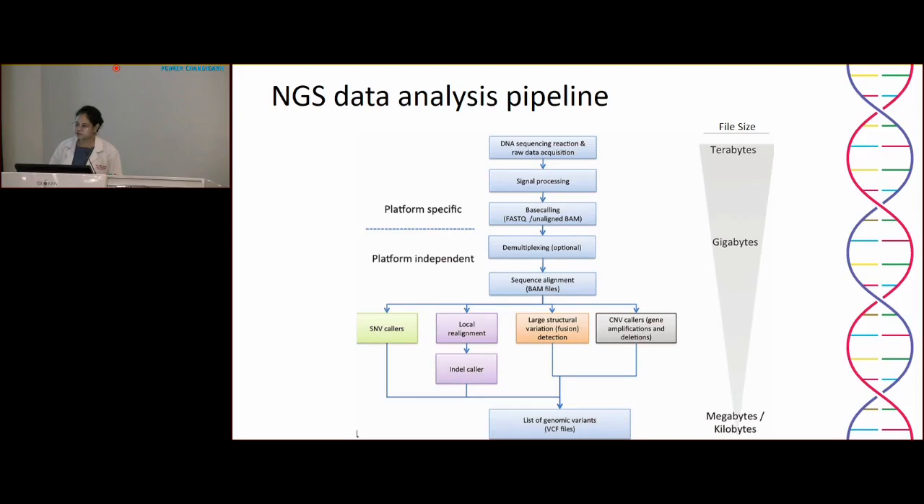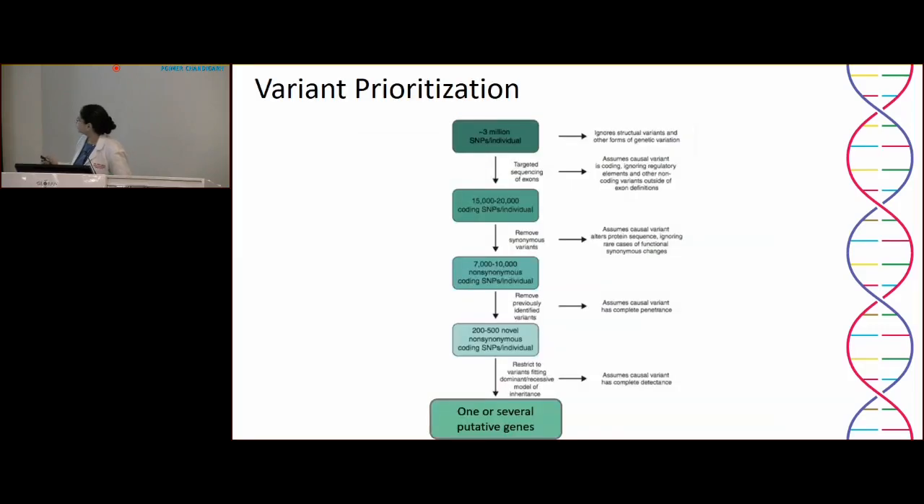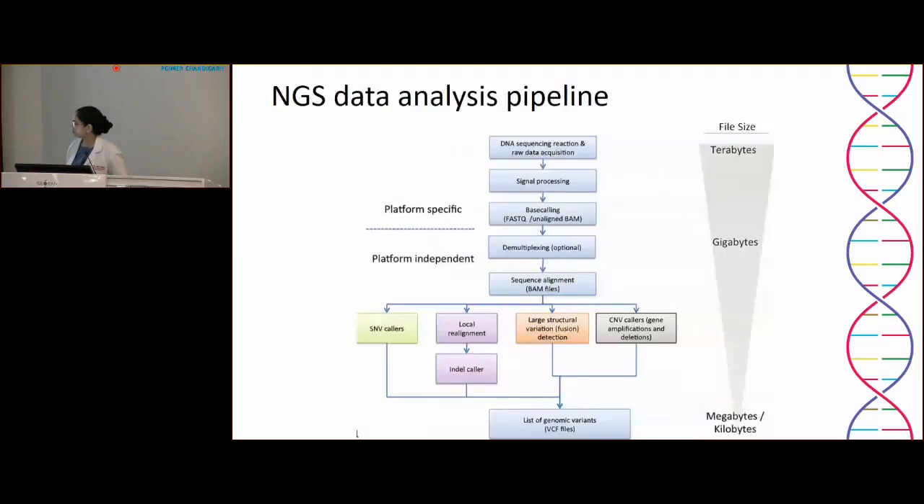For example, for single nucleotide variations, different tools are used. For copy number variation, different tools are used. And then they are integrated, and that gives you a VCF file, which is actually readable. It's a CSV-like file actually, so it is readable and interpretable. So from here you can see that initially generated terabytes of data is now compressed into kilobytes.